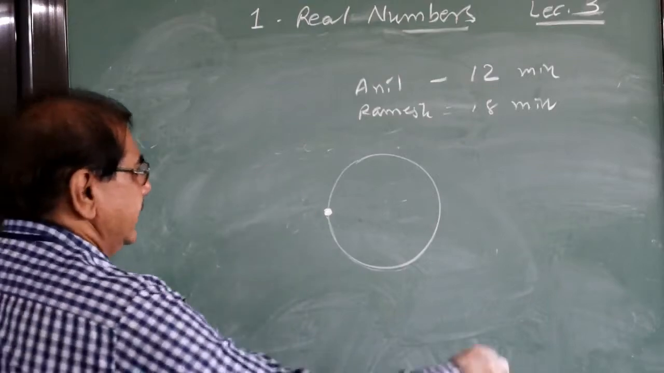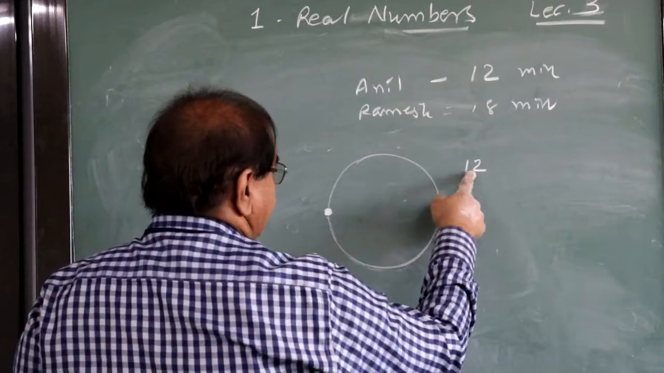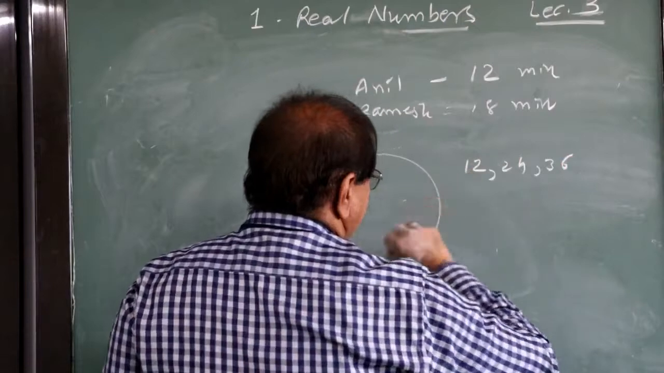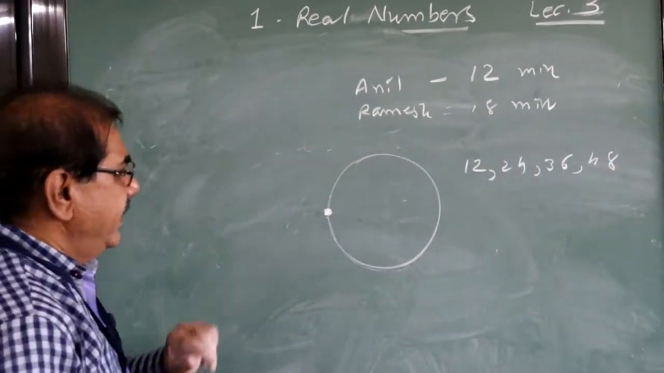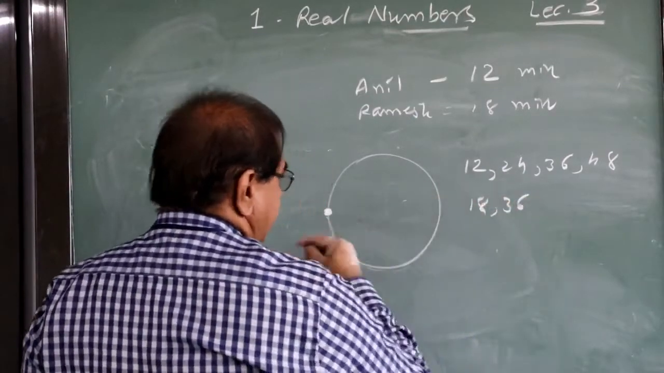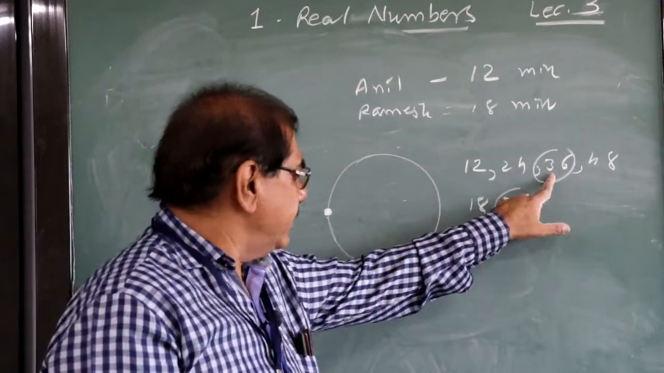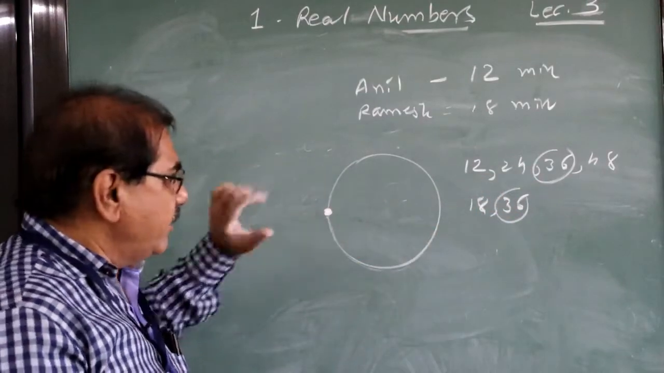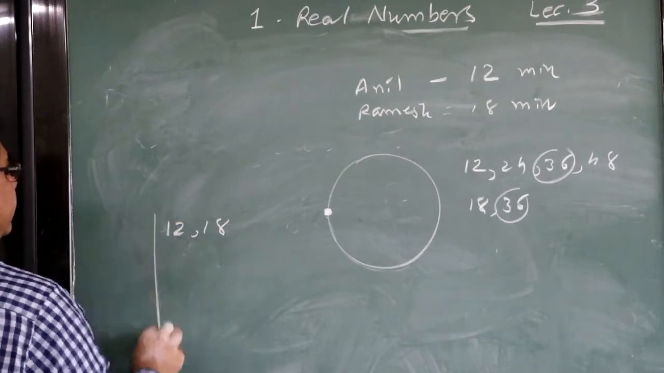So logically we start this way. Anil: one round, 12 minutes; second round, 24 minutes; third round, 36 minutes; fourth round, 48. Okay? For Ramesh, 18 in the beginning, 36 in the next. So see, when Anil takes 3 rounds and Ramesh takes 2 rounds, they will be at the same place. How to find it? Ultimately we find out the LCM of 12 and 18.